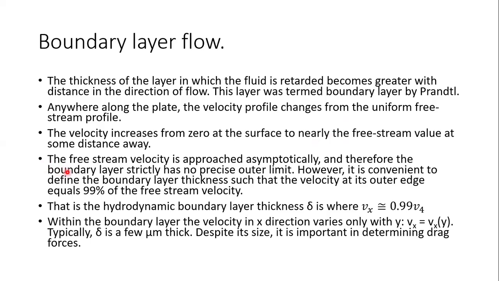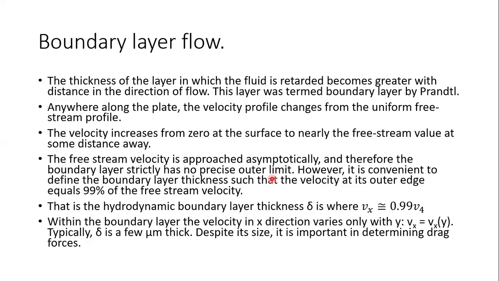Then we are saying that the free stream velocity is approached asymptotically, and therefore the boundary layer strictly has no precise outer limit. So it's convenient to define the boundary layer thickness such that the velocity at its outer edge equals 99% of the free stream velocity. So let's talk about that a bit, right? If we say something is approaching asymptotically, it means it is approaching it, but it never actually gets there, it never actually meets it, right?